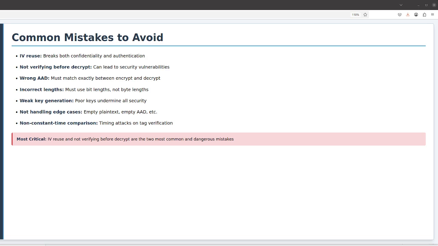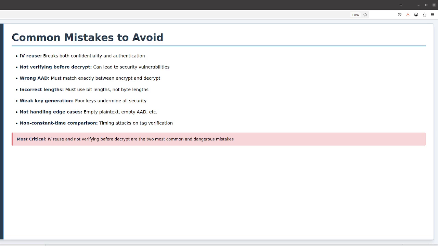Mistake number 3 is using the wrong AAD. If encryption and decryption don't use exactly the same AAD, authentication will fail. Make sure your protocol clearly specifies what the AAD is and how it's constructed. Common errors include AAD that depends on mutable state or AAD that's not available at decryption time.